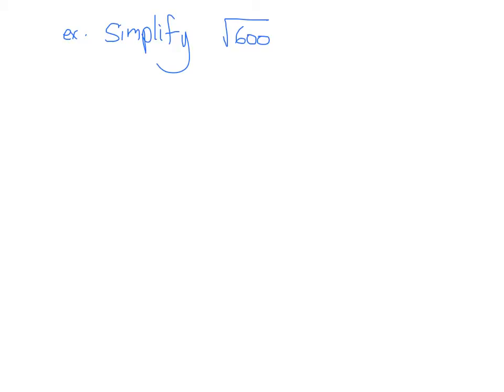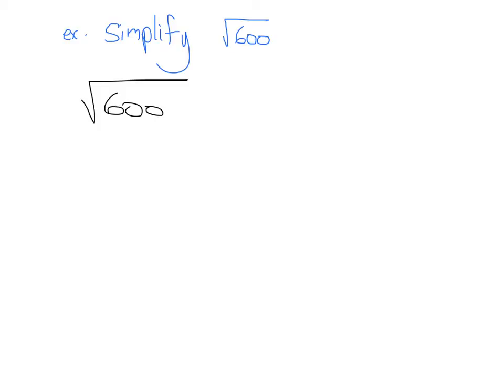Okay, so here's another example, very similar to the last one. I'm going to do it in the same way, but I'm also going to point you in the direction of how to do it in another way if you're a little bit stuck. All right, so here we have root 600, and the question you want to ask yourself is, is there a factor with a perfect square root?